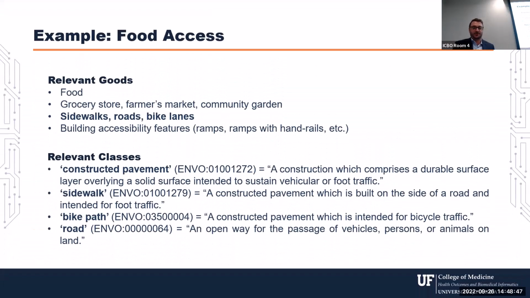When it comes to infrastructure, there's also a good representation of this in the environment ontology. So they have constructed pavement, sidewalk, bike path, and road. I'm not going to sit here and read the definitions for you. I'm sure most people can look these up. I'm also not interested in dissecting any of these definitions. From what I could tell, they seem to be pretty good.